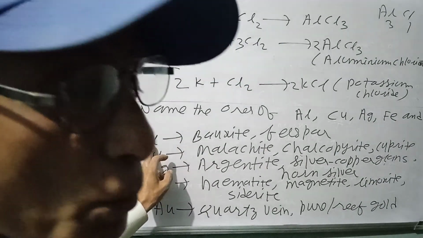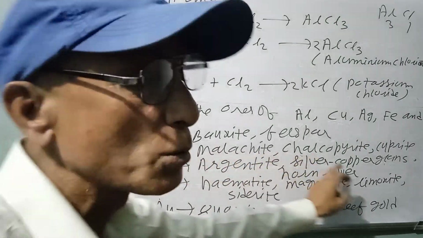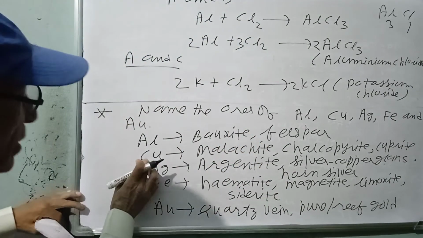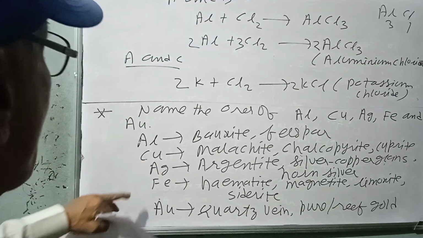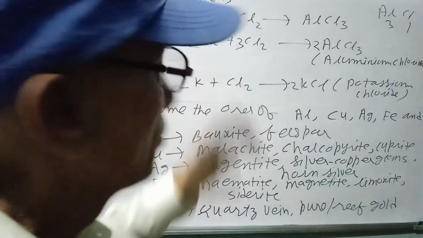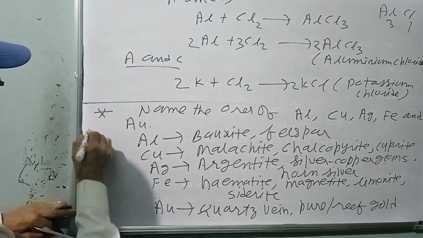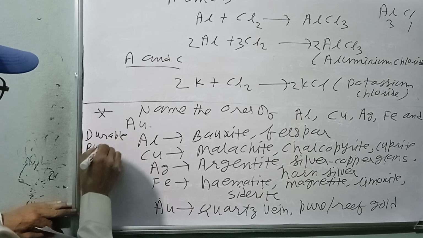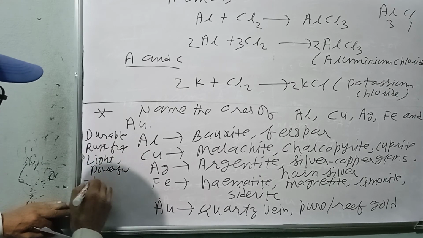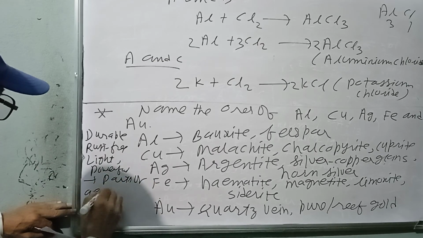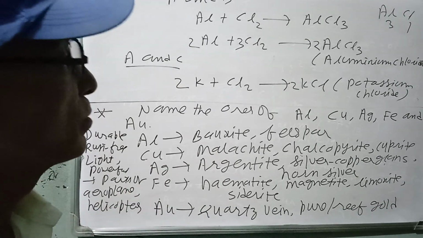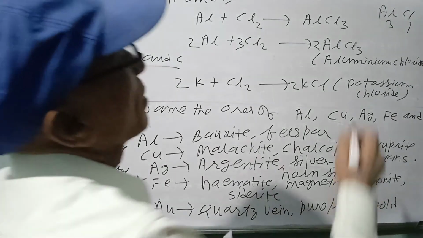Similarly, copper is used to make electric wires because copper is a good conductor and ductile. To make electric wires, the properties needed are ductile, hard and good conductor. To make the parts of helicopters or airplanes, the material must be durable, rust-free, light and powerful.